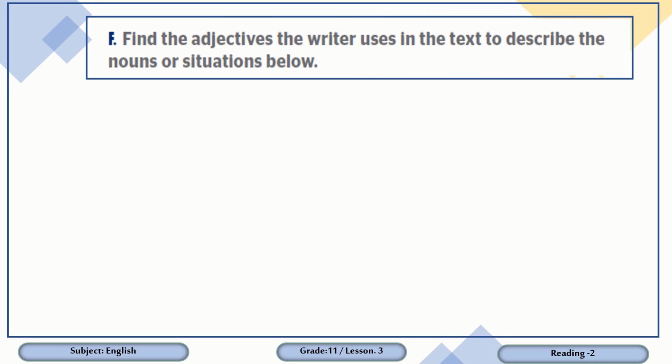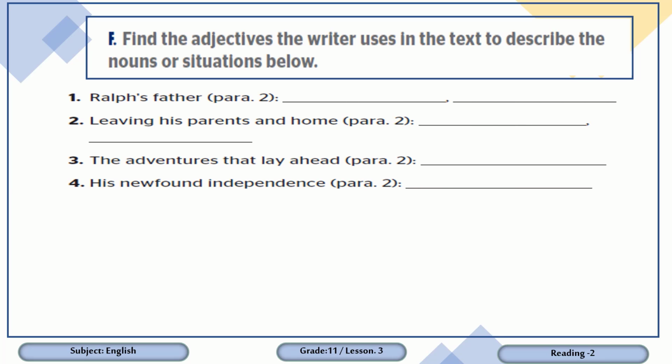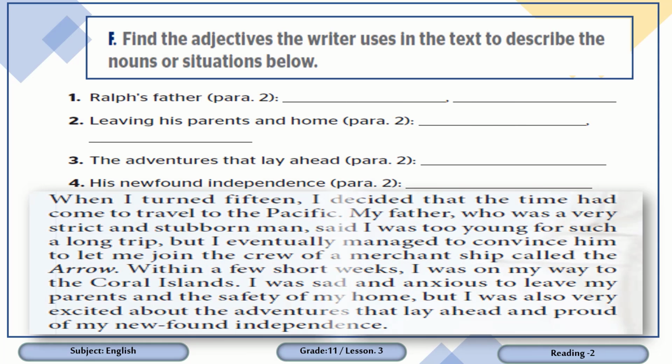Exercise F. Find the adjectives the writer uses in the text to describe the nouns or situations. Here are the nouns and situations, and here is paragraph 2. Read the paragraph well. Try to get the correct adjectives and write them in front of the nouns or situations up there. So, now please pause the video for some time. Get your answers ready, then play the video again in order to check your answers. Okay, now it's time to check the answers.